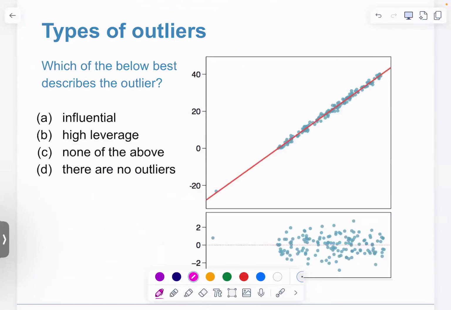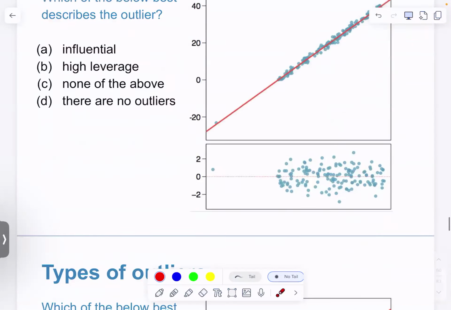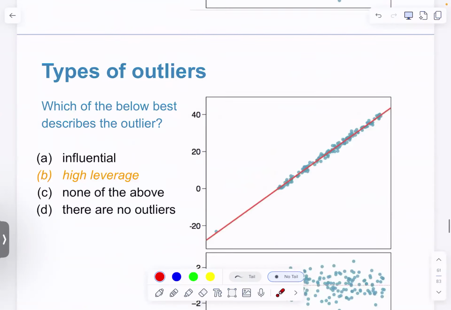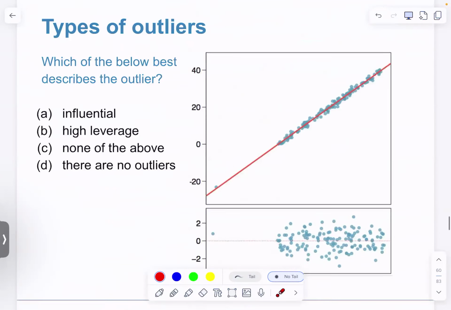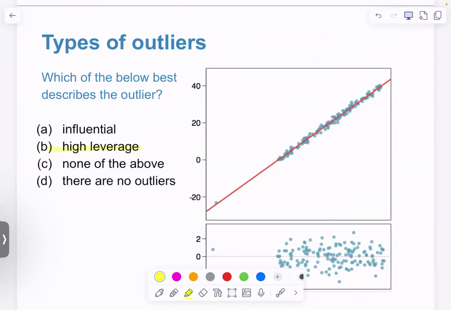Oh, and these ones. Okay. Which of the below best describes the outlier? Let's have a look here. So we've got it outside kind of the cluster here, but I would say it doesn't really influence the line, right? It kind of falls in line with the line. So it is high leverage, but not influential, because it's in line with the rest.